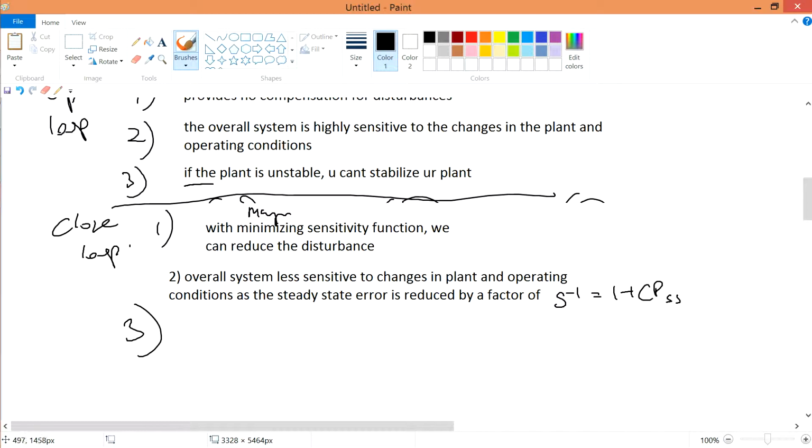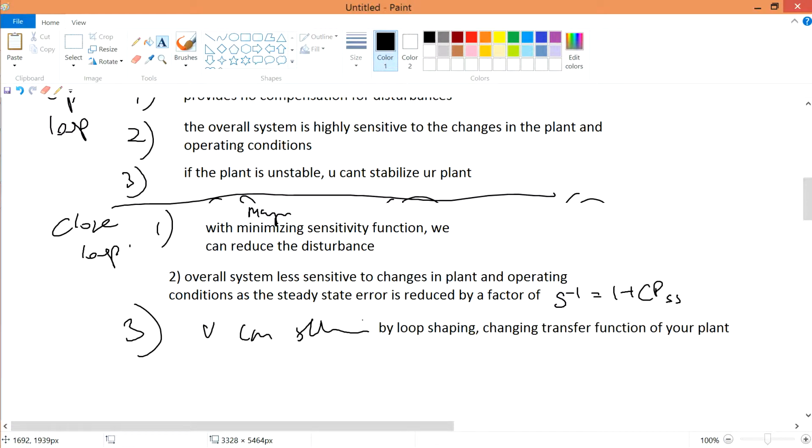So for this, if the plant is unstable, you can't stabilize your plant. For our case, you can stabilize your plant. Alright, but how do you stabilize your plant? We can do this by loop shaping, or using the controller to change your transfer function.